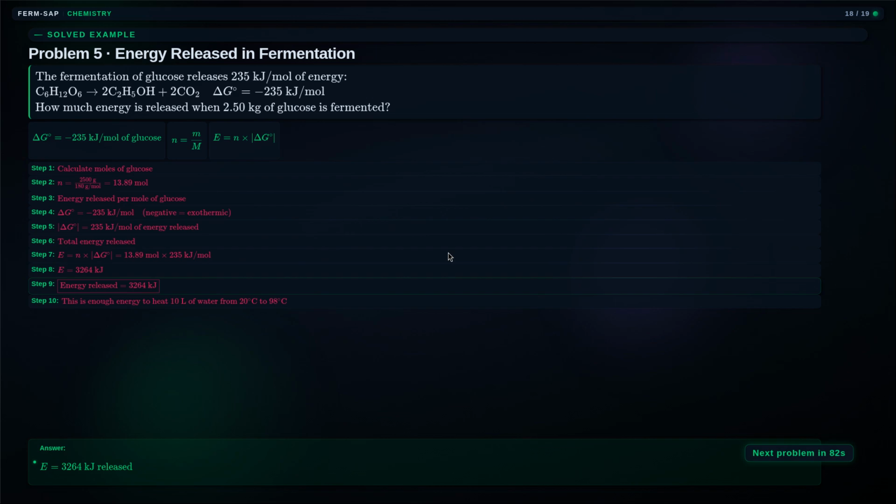Step 2. The energy released per mole of glucose is 235 kilojoules, since a negative delta G means exothermic. Step 3. Total energy released equals 13.89 moles times 235 kilojoules per mole. The answer is 3,264 kilojoules released. This is enough energy to heat 10 liters of water from 20 degrees to 98 degrees Celsius.